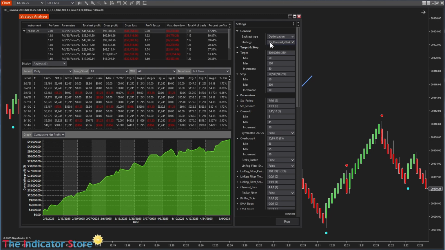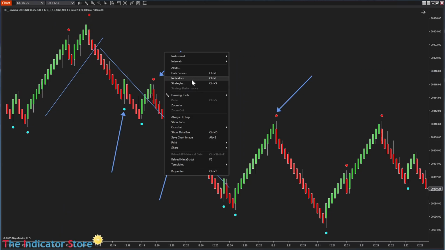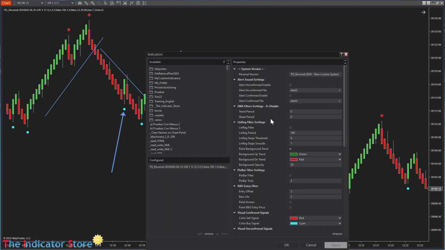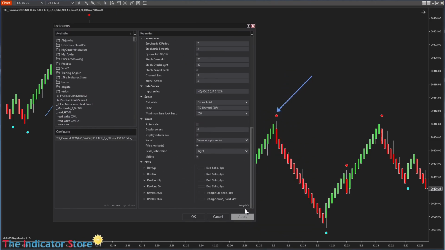This strategy is included with the indicator, and also you can create your own strategy because all the plots are exported. That means you can create your own builder or NinjaScript strategy by just looking at the plots, because everything that is shown on the chart has a plot.